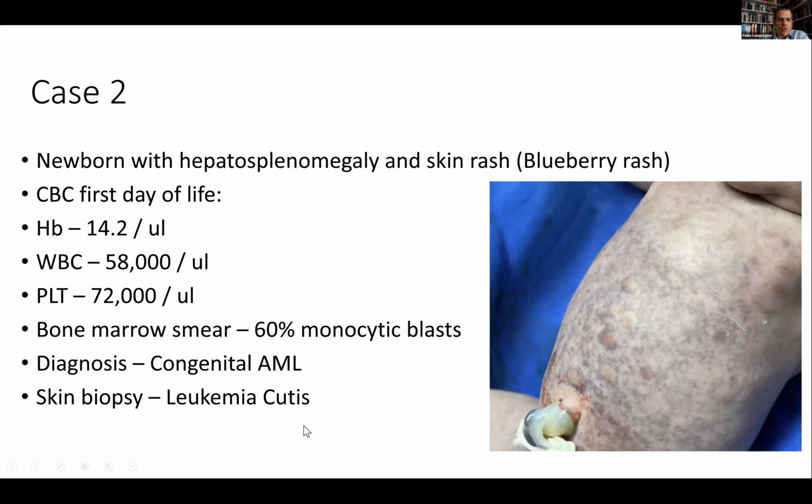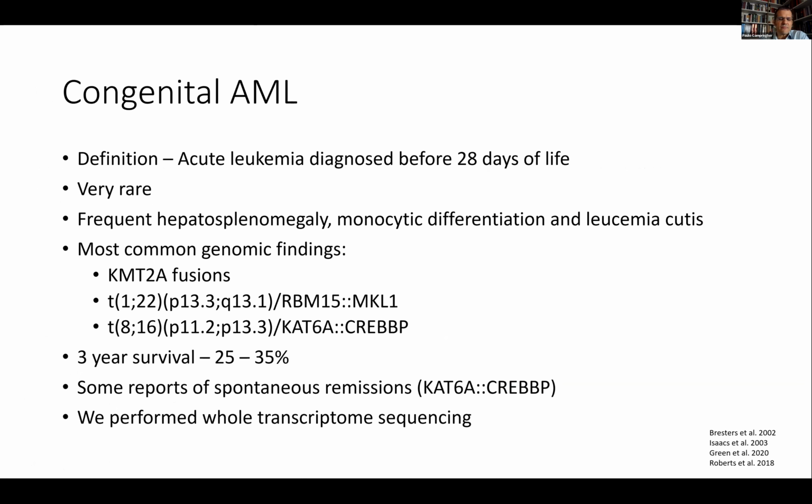Skin biopsy also confirmed leukemia cutis, leukemia infiltration in the skin. When we look at congenital AML, it's a very rare disease. That is acute leukemia diagnosed before 28 days of life, very rare. It's frequent to find hepatosplenomegaly, monocytic differentiation, and leukemia cutis. These three features the patient had.